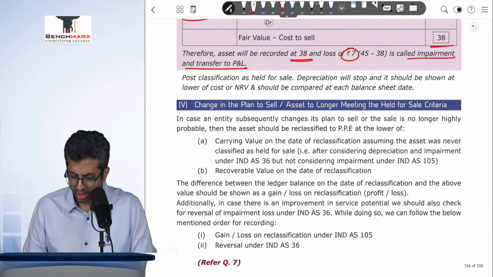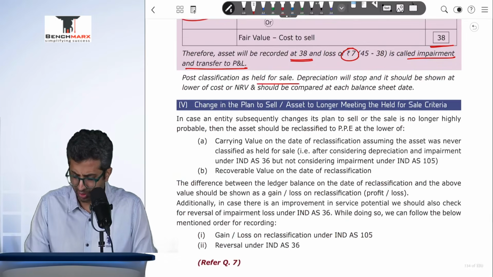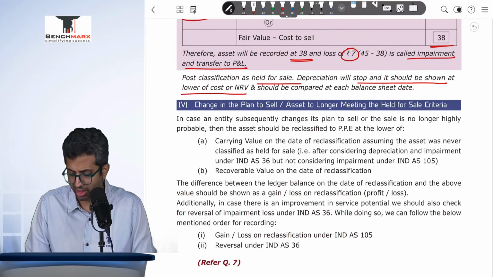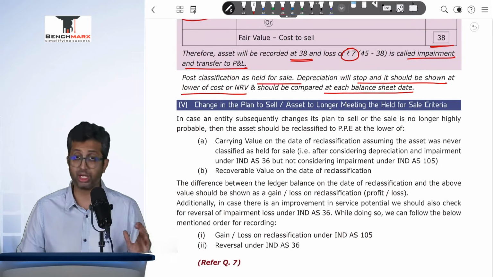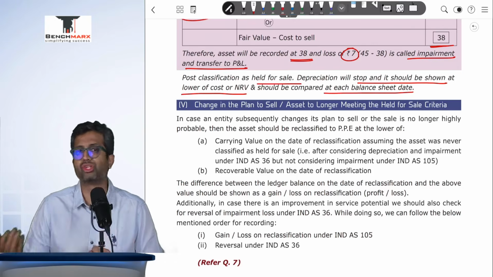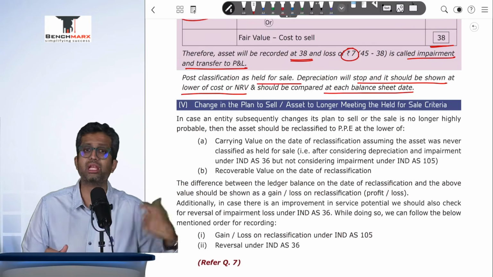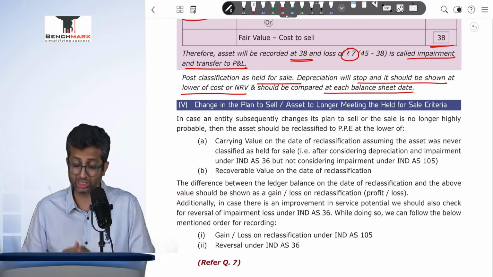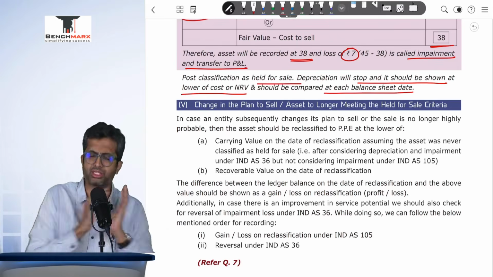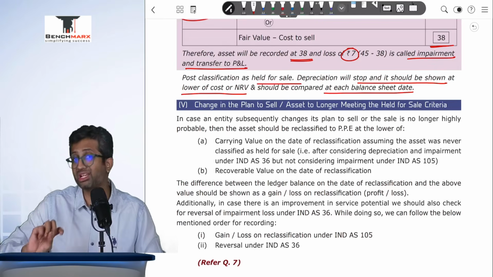Okay. Now, post the classification as held for sale, depreciation will stop, and we should show this at the lower of carrying value and fair value less cost to sell, and compare that at each balance sheet date. Now, is it possible that you might change the plan of sale? Yes, if you decide at a later date to change the plan of sale, in which case you will have to again reclassify the non-current asset held for sale back to PP.